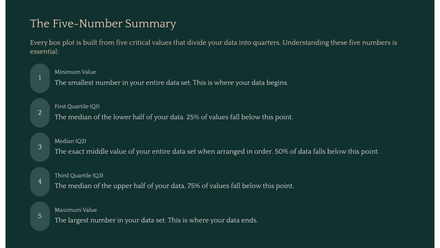The 5-number summary consists of the minimum, the lowest number, the maximum, the highest number, and the 3 quartiles. The second quartile, Q2, is the median, the middle of the whole set. The first quartile, Q1, is the median of the lower half of the data, and the third quartile, Q3, is the median of the upper half.